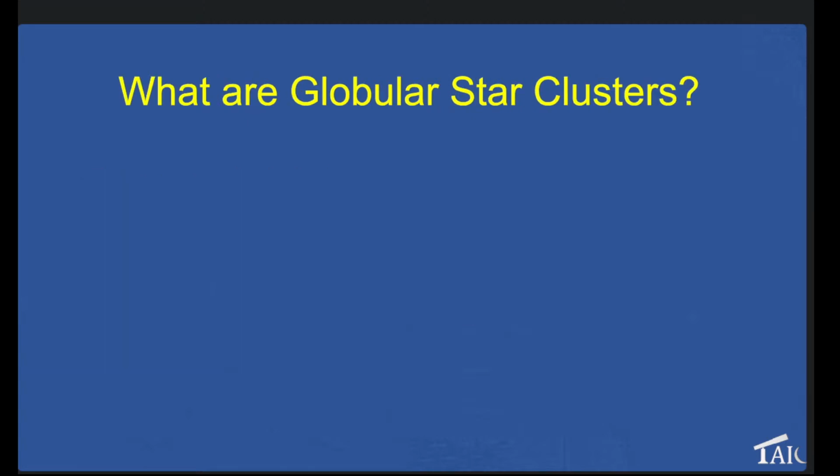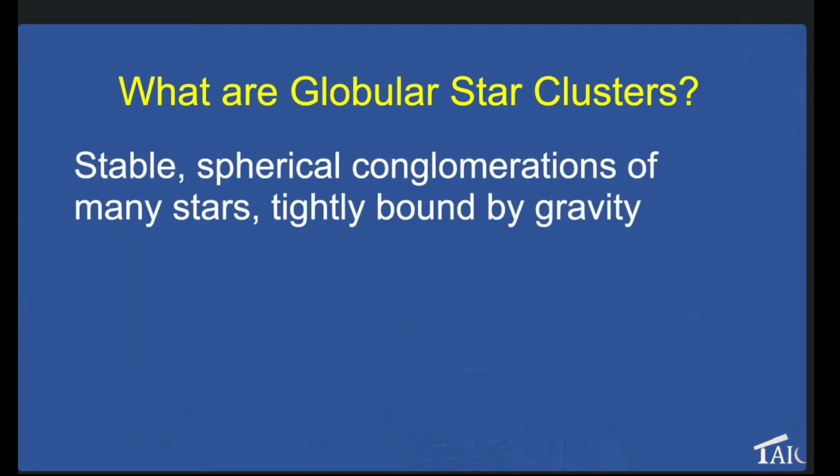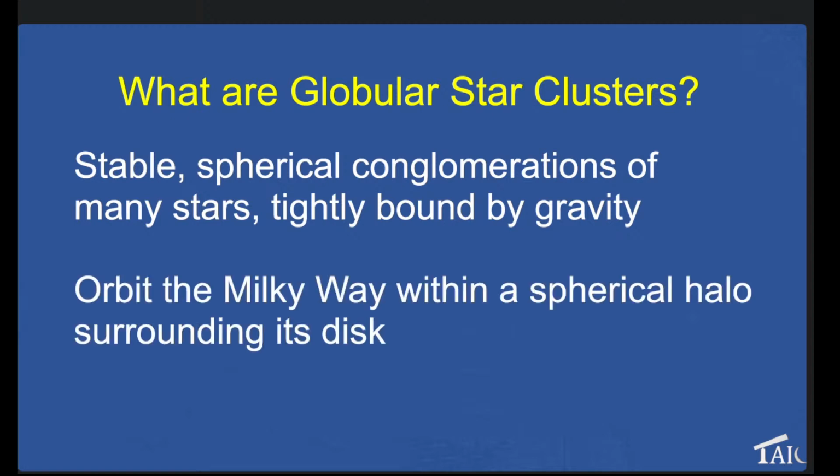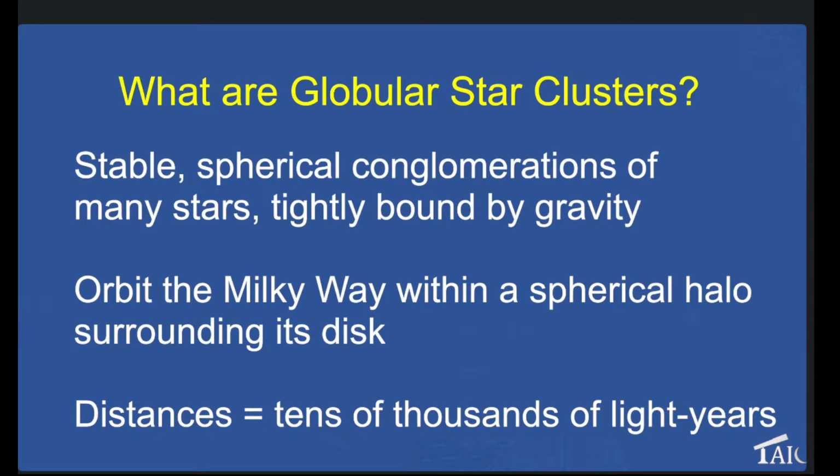So what are globular star clusters? Well, they are very large spherical conglomerations of many, many stars that are tightly bound by gravity, which makes them very stable. It would actually be very difficult to gravitationally disrupt a globular star cluster. They orbit the Milky Way in elliptical orbits within a spherical halo that is surrounding its disk. And that means generally their distances are going to be tens of thousands of light years from Earth.